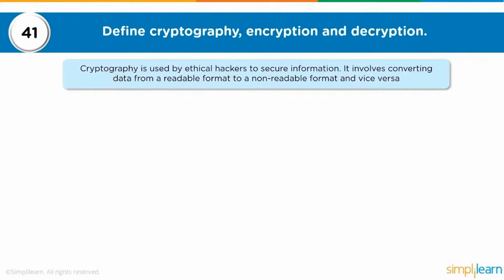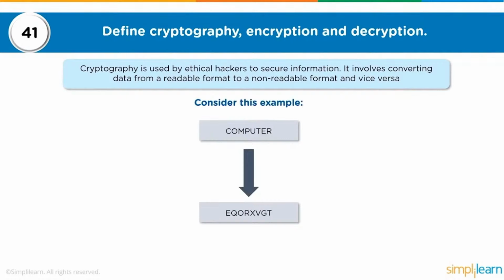Now, cryptography is used by security professionals to scramble data into a non-readable format, which is used in securing that information. So it involves converting data from a readable format into a non-readable format and then reversing it back to a readable format again. For example, the word computer is now scrambled into an unreadable format. If you look at this word that it has been scrambled into, it would be very difficult for a human to figure out what the actual word was.